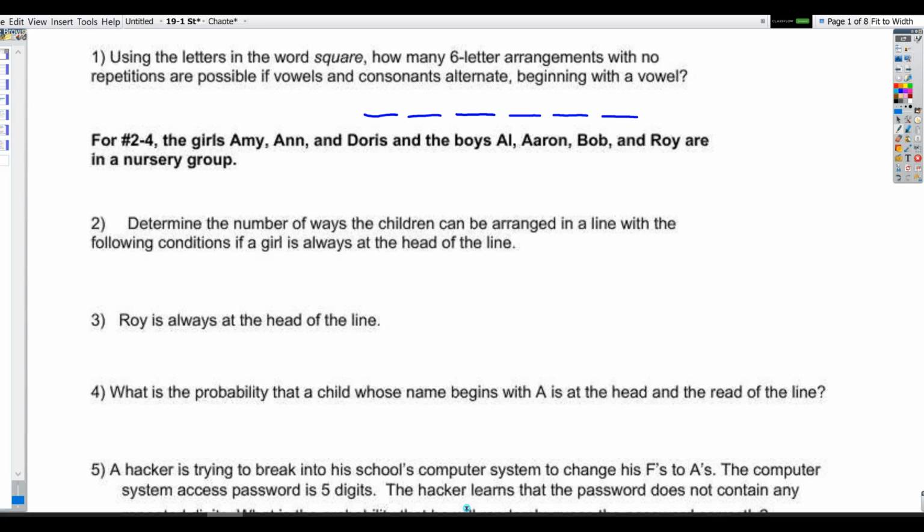How many vowels are there? 3, in the word square. 3. Very good. And if it's alternating, then you have 3 options in the second position for the 3 consonants. And then it goes down by 2, 2, 1, 1, and you multiply that to get 36 different ways.